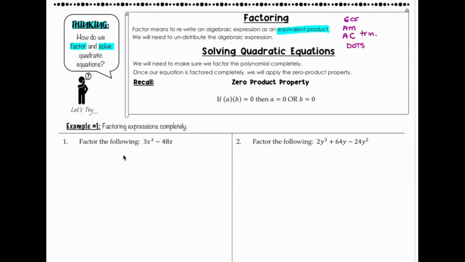We will need to make sure we factor the polynomial completely. Once our equation is factored completely, we can apply the zero product property. And what that means is that we have a product of factors equal to zero, we can set each factor equal to zero and go ahead and solve.